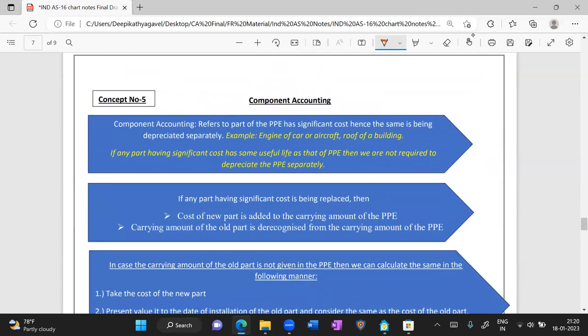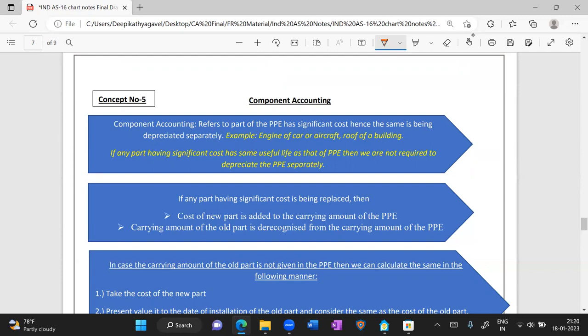Right. Next is the component accounting method. Sorry, not compound, component accounting method. Now, what is the component accounting method? In case you have a PPE that has a significant part, then the standard says for that significant part, the depreciation will be calculated separately, right?